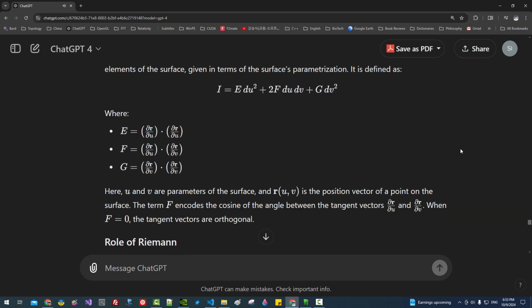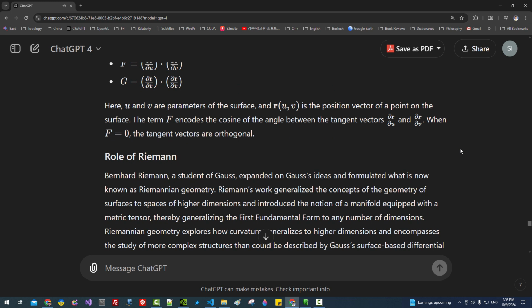where E equals the partial of r with respect to u dotted with itself, F equals the partial of r with respect to u dot the partial of r with respect to v, and G equals the partial of r with respect to v dotted with itself. Here, u and v are parameters of the surface, and r(u,v) is the position vector of a point on the surface. The term F encodes the cosine of the angle between the tangent vectors, partial r partial u and partial r partial v. When F equals 0, the tangent vectors are orthogonal.